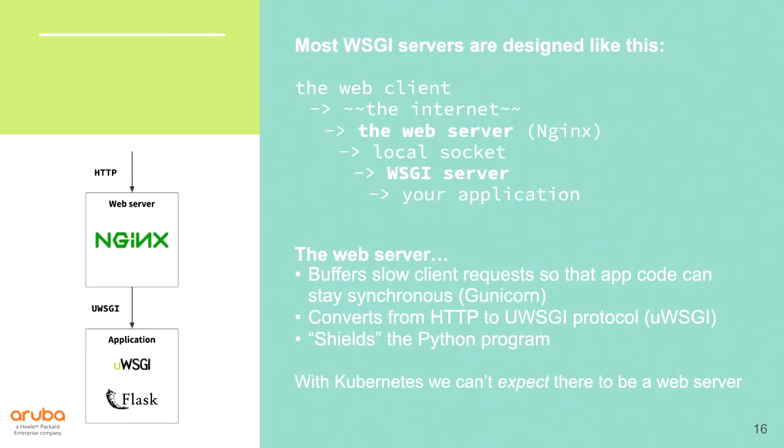And kind of similarly for uWSGI, they actually have a completely separate protocol. So Nginx kind of translates between HTTP and uWSGI. A lot of the documentation for these WSGI servers will also say something along the lines of, you should have a server to shield the Python program. What this means exactly is sometimes a little bit vague, but the point is a lot of these servers weren't designed to kind of deal with things like denial of service attacks.